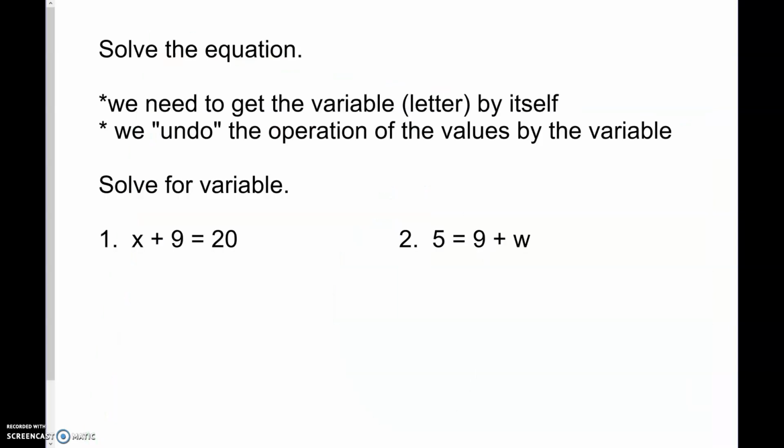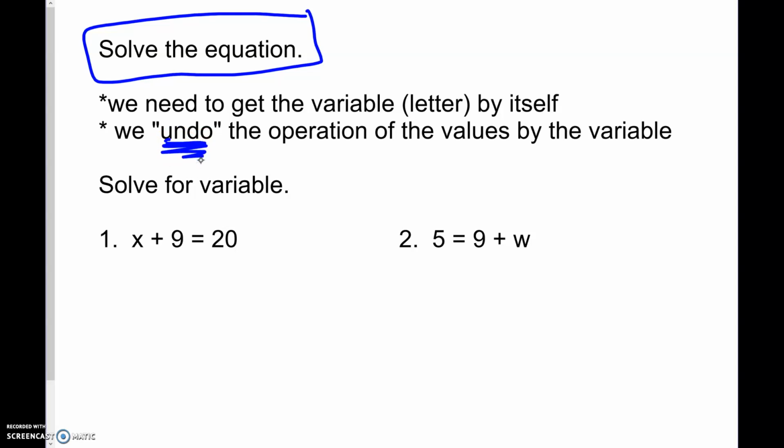All right, what happens here is we have this equal sign and we have a balance, and this balance has to stay equal. So whatever we do to one side of the equation, we have to do to the other side. So when our directions say solve the equation, they want to know, like in number 1, what is x equal to? And in number 2, they want to know what would w be equal to. So we need to get the variable or the letter by itself. So we do that by undoing the operation.